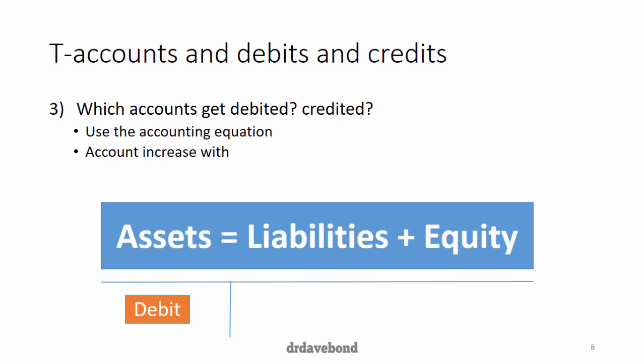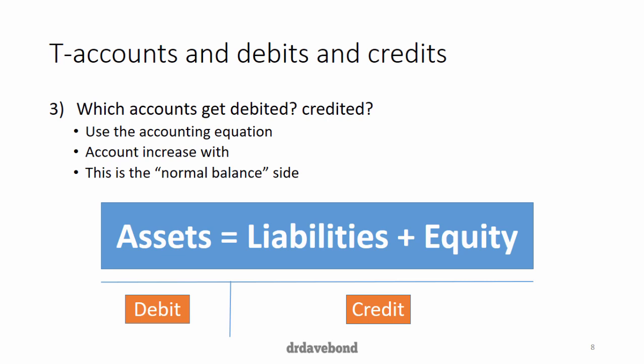So assets are on the left-hand side of the accounting equation and you increase them with a debit. Liabilities and equity increase with a credit, because they are on the right-hand side of the accounting equation. This is the normal balance side, because for any of those accounts, you would normally expect to see them having a balance on that particular side.